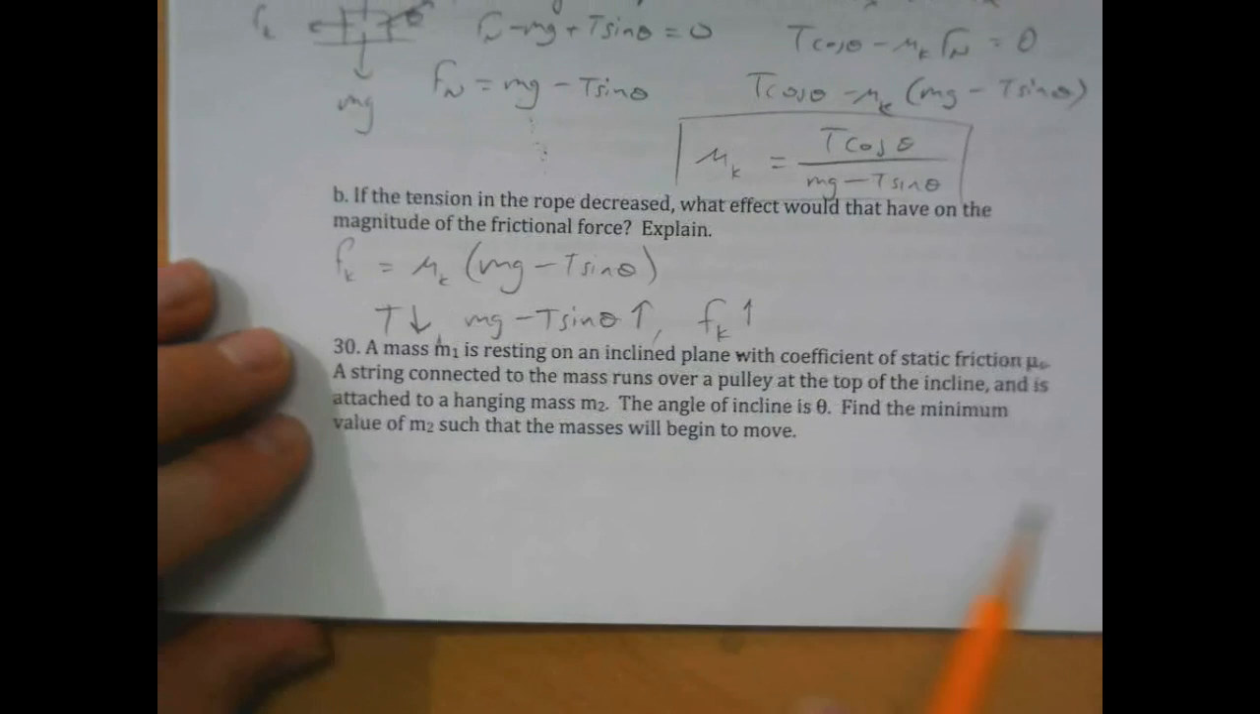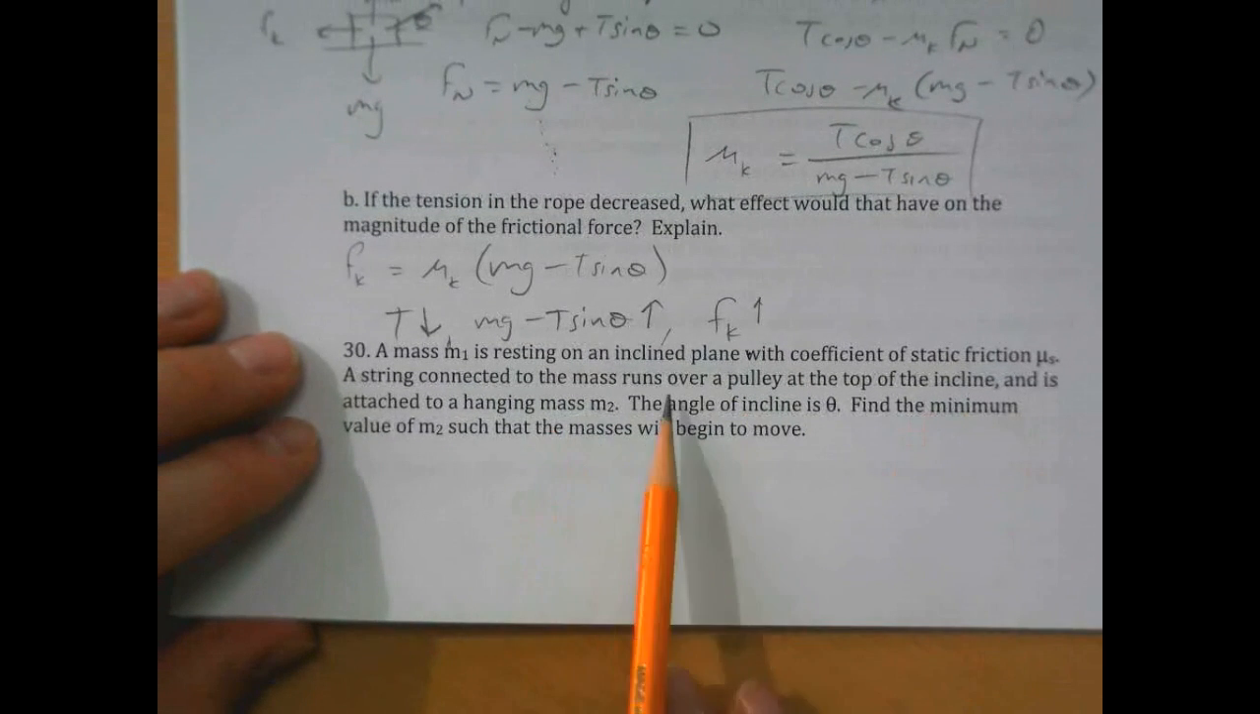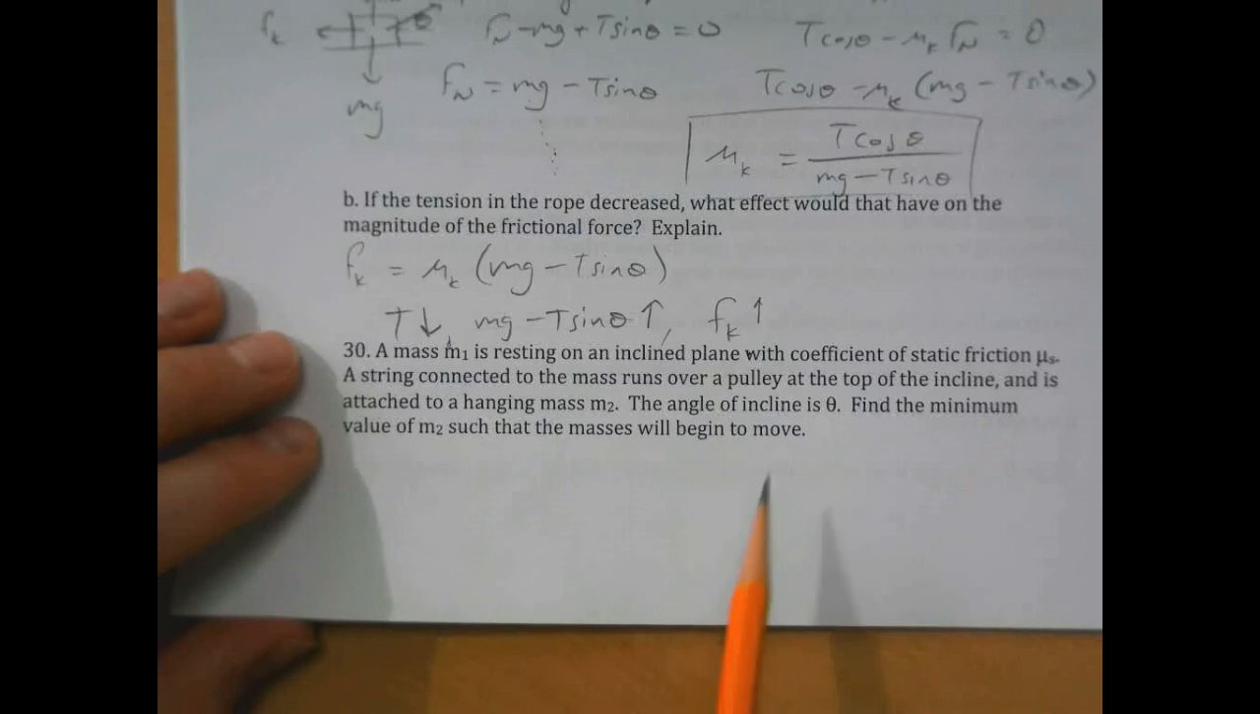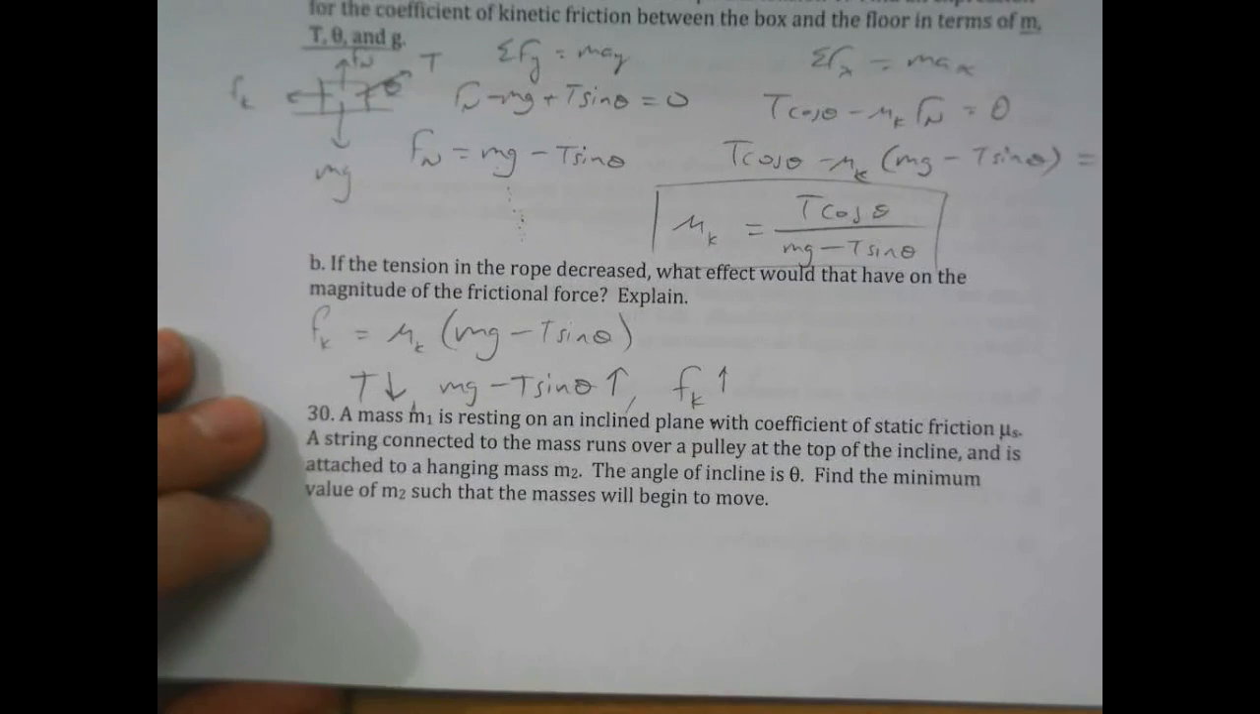Mass M1 is resting on an inclined plane with coefficient of static friction, mu s. A string connected to the mass runs over a pulley at the top of the incline and is attached to hanging mass M2. The angle of incline is theta. Find the minimum value of M2 such that the masses will begin to move.